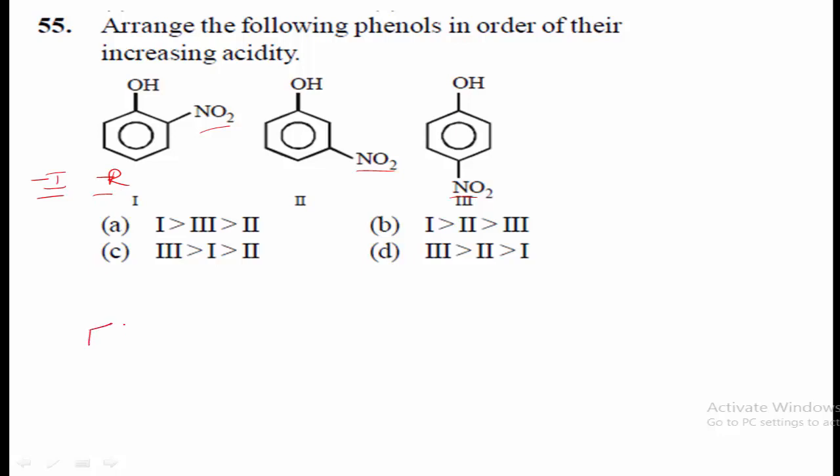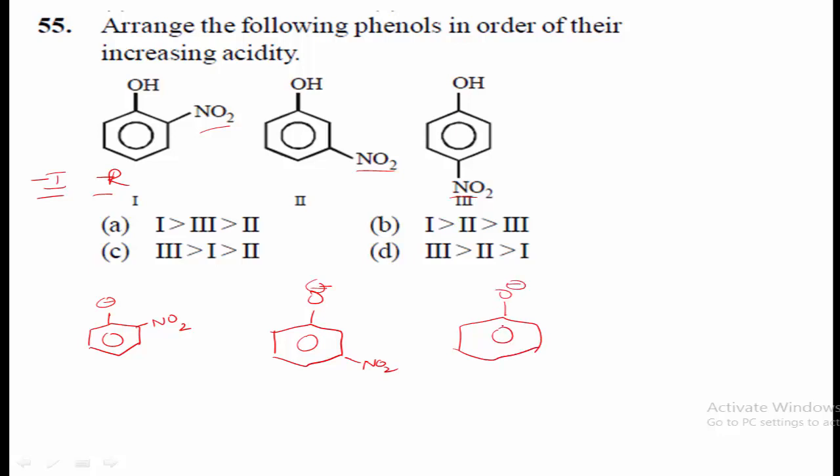How can we write it? We can write it as O minus and NO2, you will get this one. And when you consider the second one, which is present at meta position, how can we write it? O minus NO2. And the third one, how can we write it? We can write it as O minus NO2. So these are the ions which are formed.